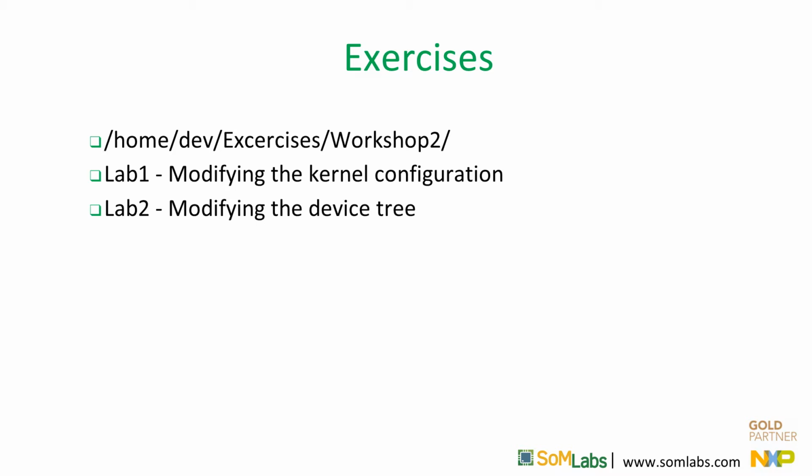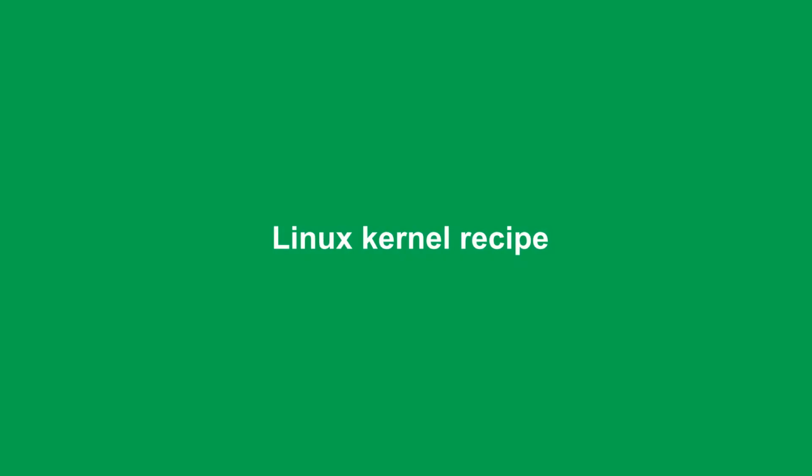As part of the practical exercises that we will do during this meeting, we will have the opportunity to modify and run the new version of the kernel and check how to change the entries in the device tree that add support for basic interfaces. All sources for the exercises are located in the Home Dev Exercises Workshop 2 directory on the virtual machine. Its configuration was discussed in the previous part of the workshop.